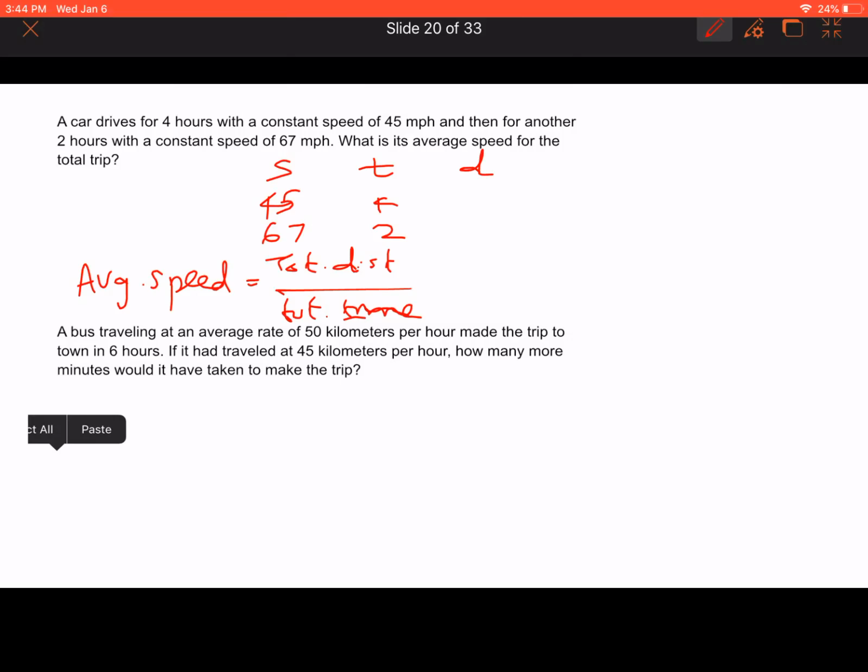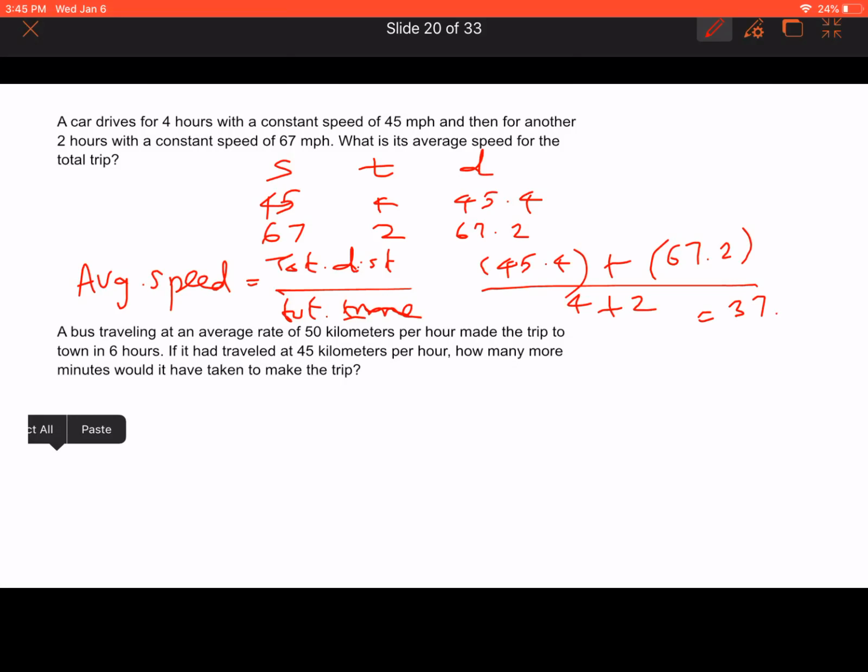So we have to find the distance. So it is 45 times 4, okay, and the distance for the next shorter trip is 67 times 2, right? So we have to just write it like that: 45 times 4 and 67 times 2. That's the two distances traveled, and by the total time, that is 4 plus 2. Okay, when we simplify it, we'll get the answer 37.6.